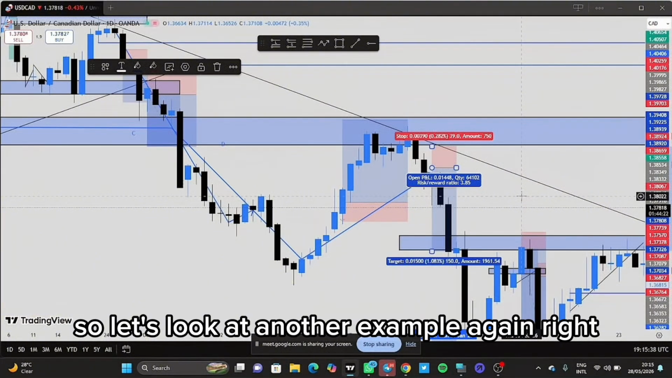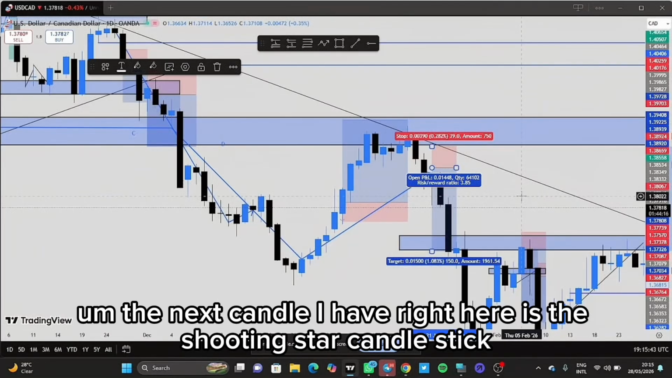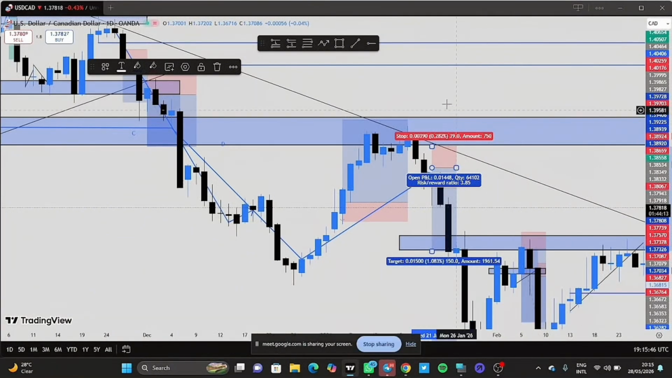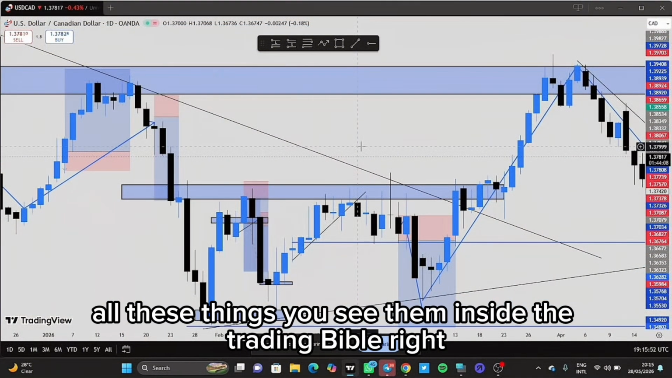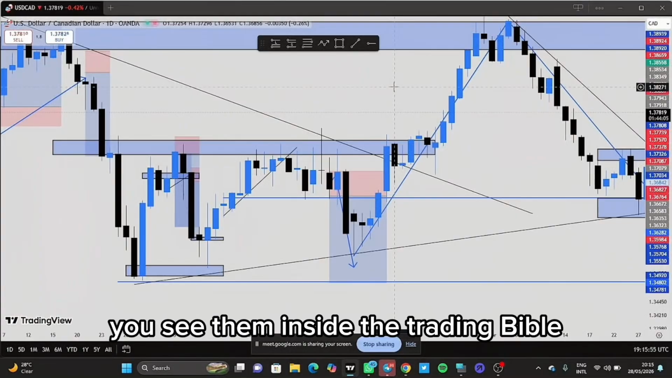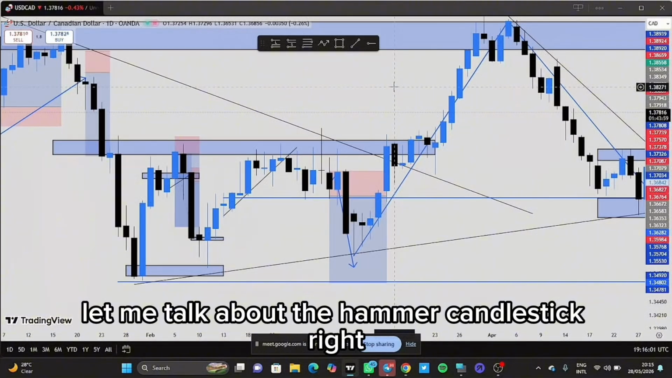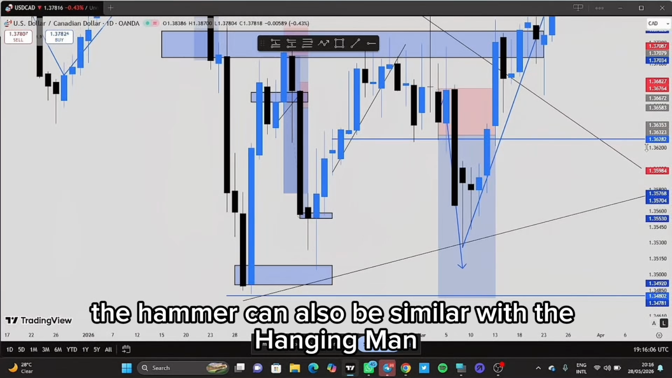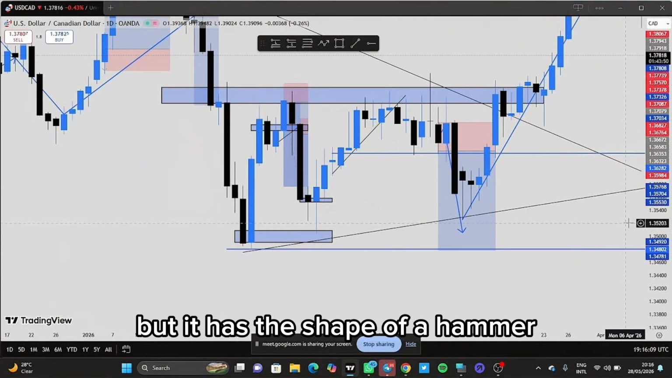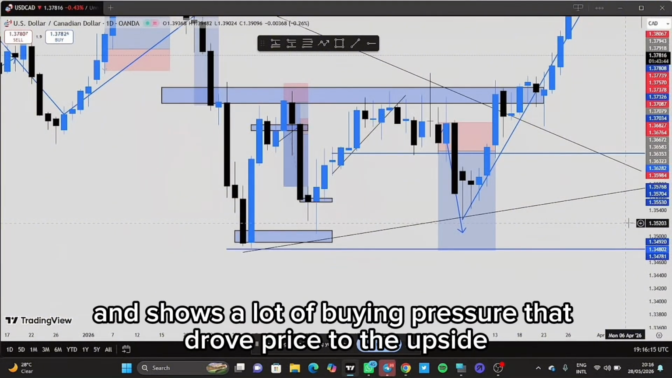So let's look at another example again. The next candle I have right here is the shooting star candlestick. All these things, you see them inside the trading Bible. Before I talk about that one, let me talk about the hammer candlestick. Take note, how does the hammer candlestick look? The hammer candlestick is similar to the hanging man, but it has the shape of a hammer. It looks like a hammer and shows a lot of buying pressure that drove price to the upside.